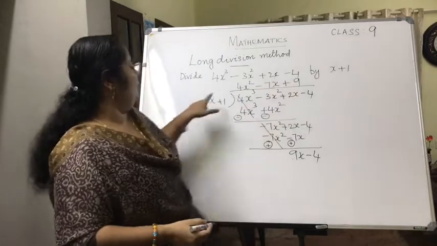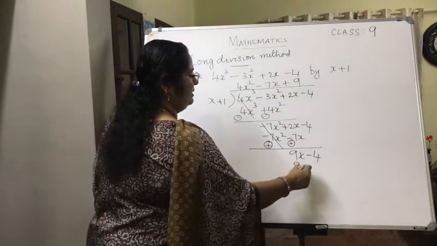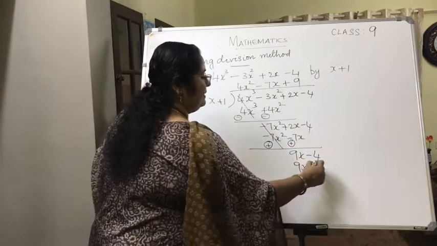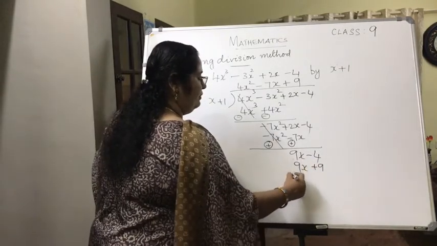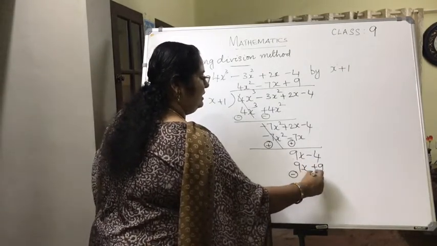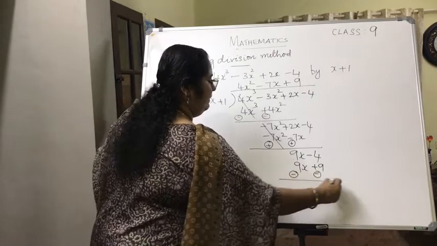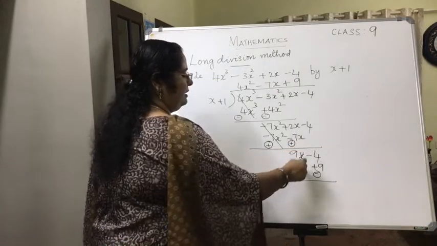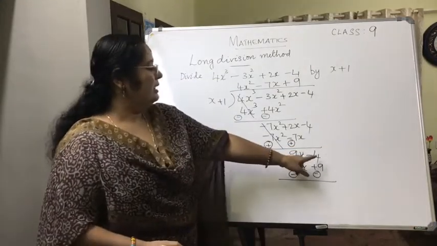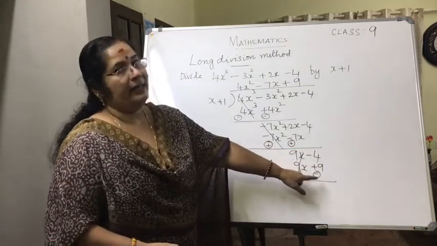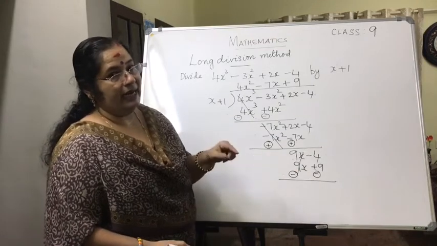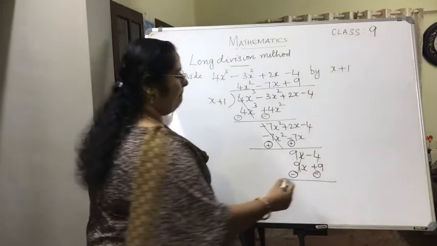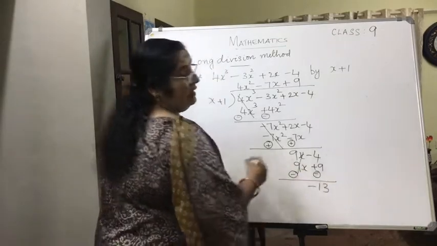So 9 into x will be 9x. 9 into 1 is 9, plus 9. Now what you have to do? Change the sign. This becomes negative. This also becomes negative. Then subtract. Minus 9 plus 9. This becomes 0. What remains? Minus 4 minus 9. Both are negative. Add and put negative sign. Minus 4 minus 9 is minus 13.